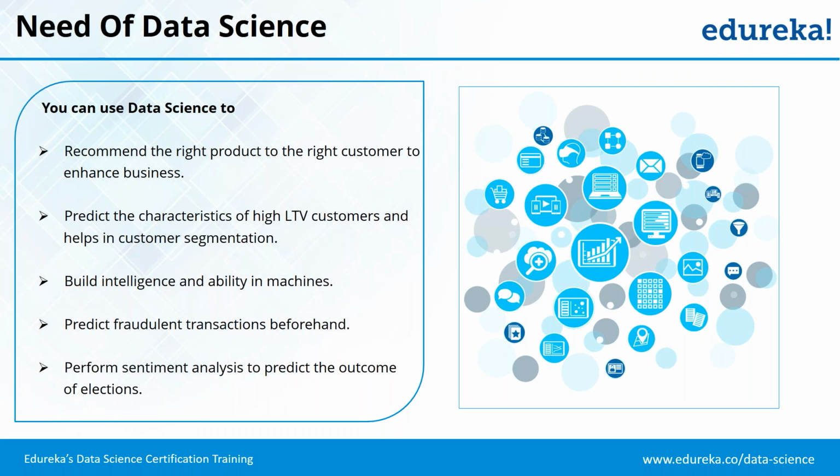Similarly, data science can be used to predict high LTV customers and help in customer segmentation. So we can do segmentation. LTV is nothing but loan to value customers. So banks and financial institutions can do a segmentation of their customers and predict the characteristics of customers who are more likely to return their loans in time, and who are the better customers to actually approach for loans.